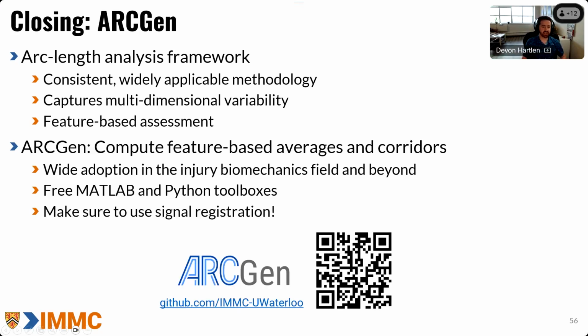I provided a demonstration of ARCGen, which is the free MATLAB and Python toolbox that we produced to go along with our initial publication. And the advantage here is it computes feature-based averages and corridors that is widely applicable to the whole range of signals in biomechanics. And it's been very humbling over the last about 3 years to see the wide adoption we've seen in the injury mechanics field and beyond. It's always fun to see when a new citation pops up to see what new work is going on, and to meet people at conferences who are using my tool, and it's really cool.